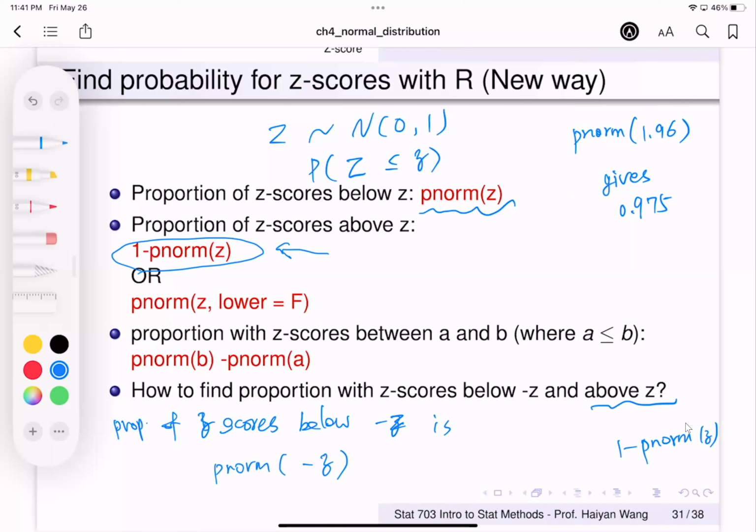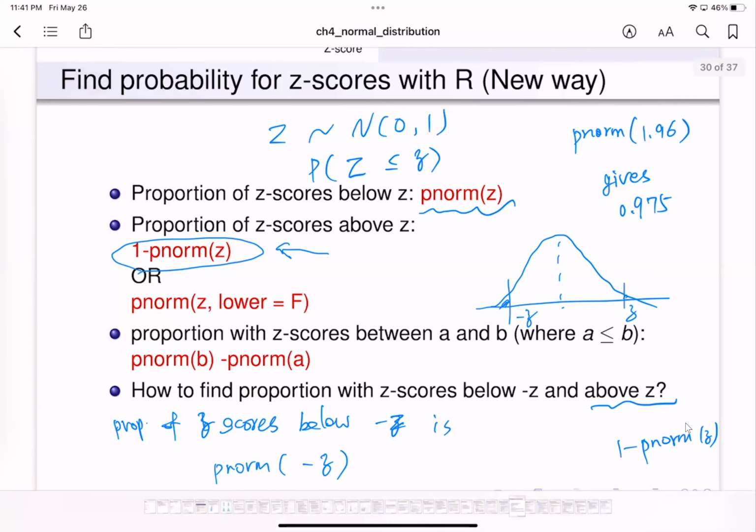That's because this is negative z, here's the z, and the probability is symmetric on both tails. Therefore, below here and above there, that's identical probability.